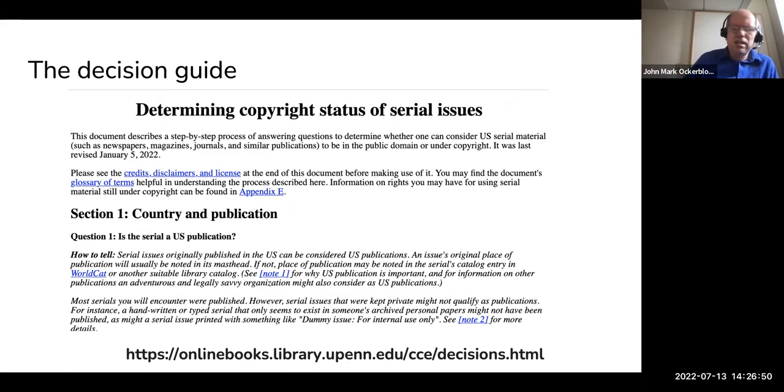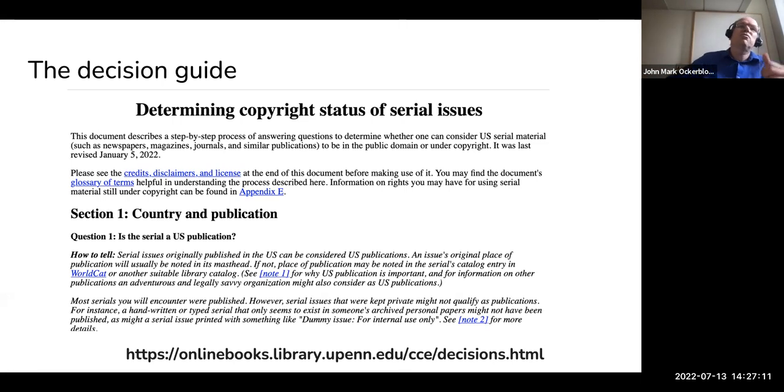One of the things we did out of the IMLS grant I mentioned earlier is we also developed a questionnaire, which you can use as basically a flowchart for determining whether a particular issue or volume of a serial you're interested in is in the public domain. And again, it goes through a series of 10 sections. This is just the start of it here. And again, this is linked online.